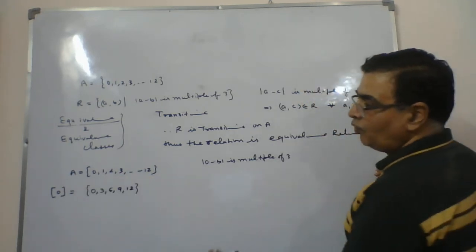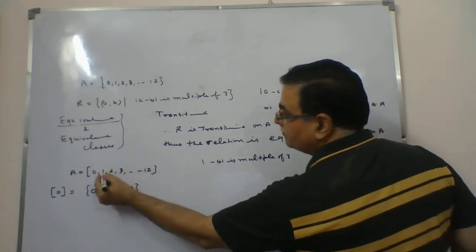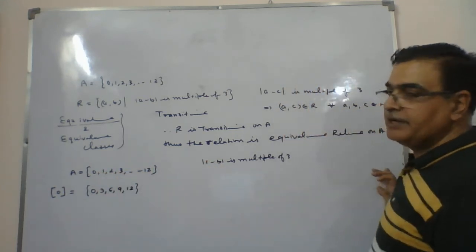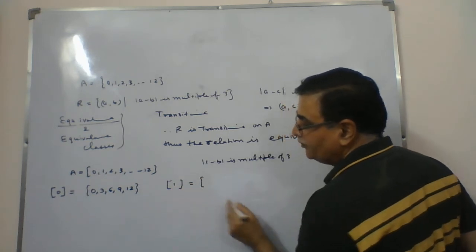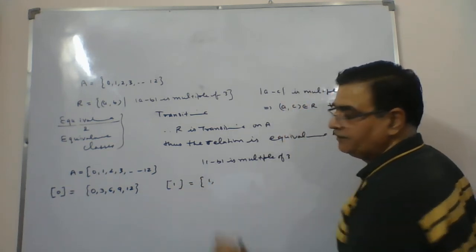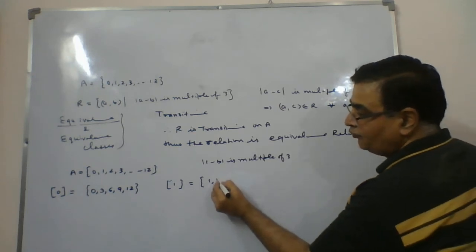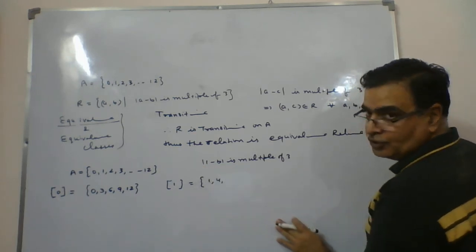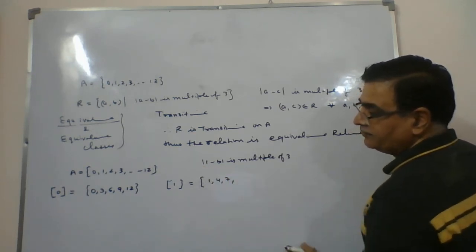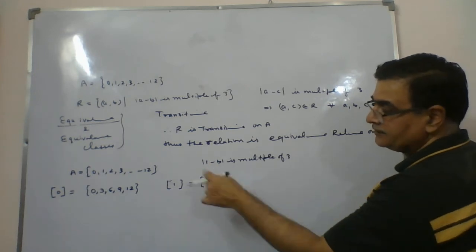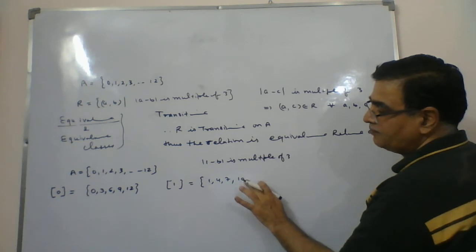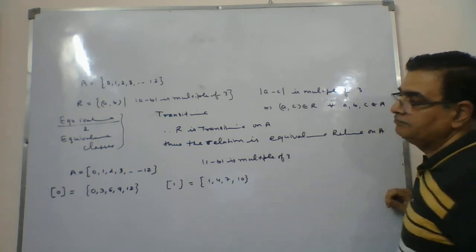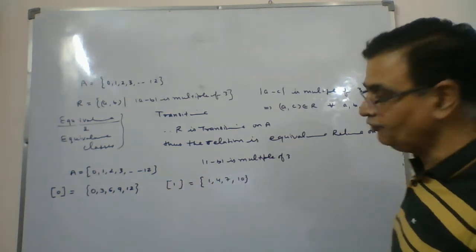Then we go for 1. The second element comes, 1 minus b. Then what will be the elements which are going to relate with 1? First, 1 relates with 1. Then comes 4. 1 minus 4, 3. Then comes 7. 7 minus 1, 6. It's a multiple of 3. Then 10. Then it comes out to be 13, which will not be in the set. Already we have till 12.